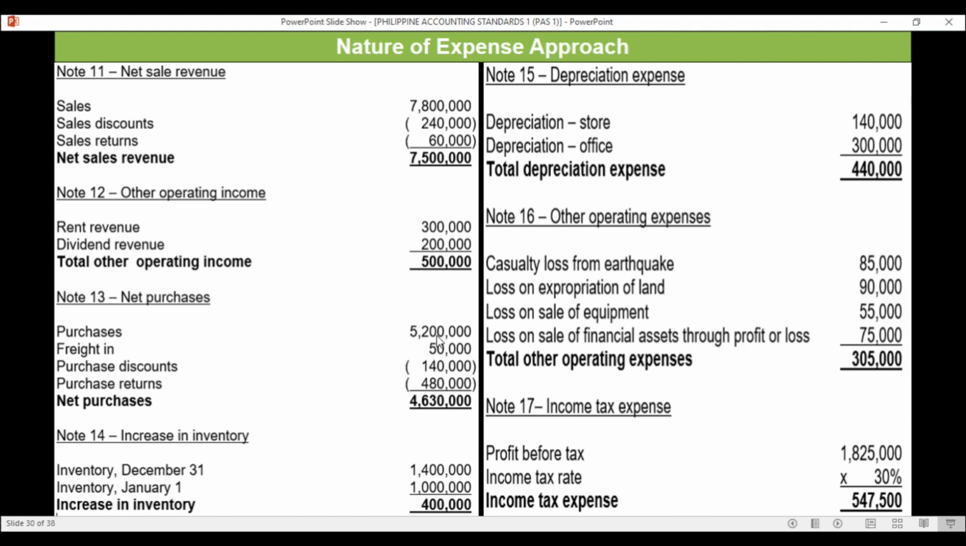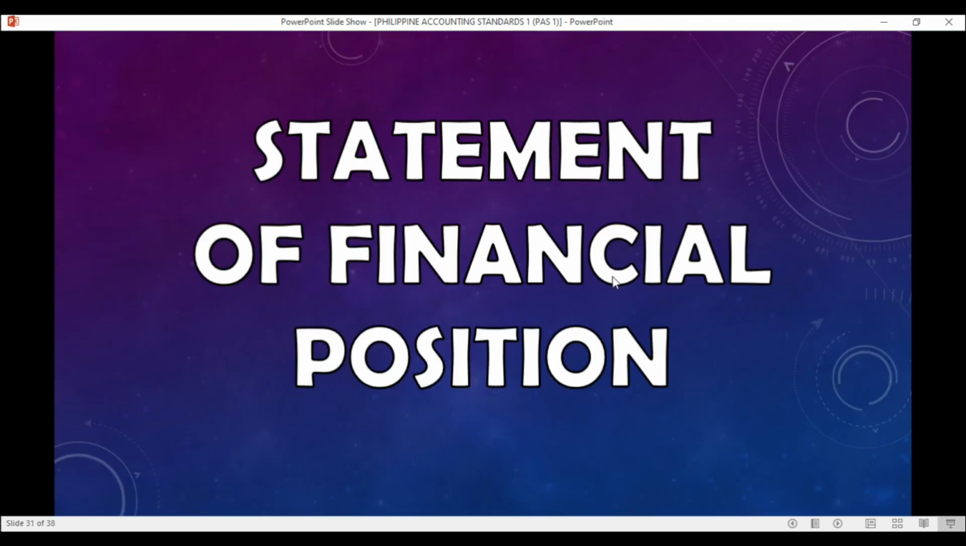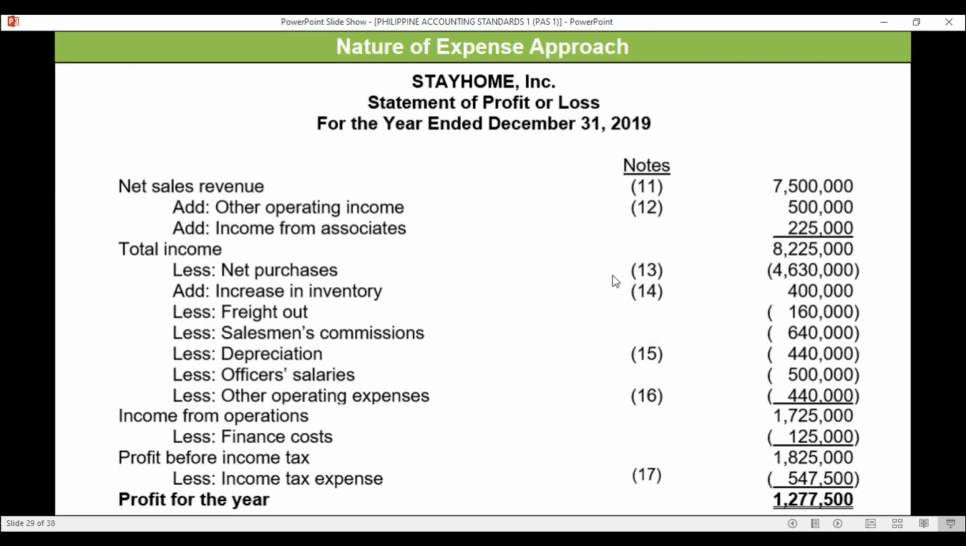5,200,000 plus 50,000 minus 140 minus 480. So we have 4,630,000. Then for the increase of your inventory, we have the difference of the beginning inventory and the ending inventory. So 400,000. For the depreciation, we have the total of the depreciation store and the depreciation office. So we have 440,000. And for the other operating expenses, we have the total of 305,000. So that's it. The difference of the function of expense and nature of expense approach.